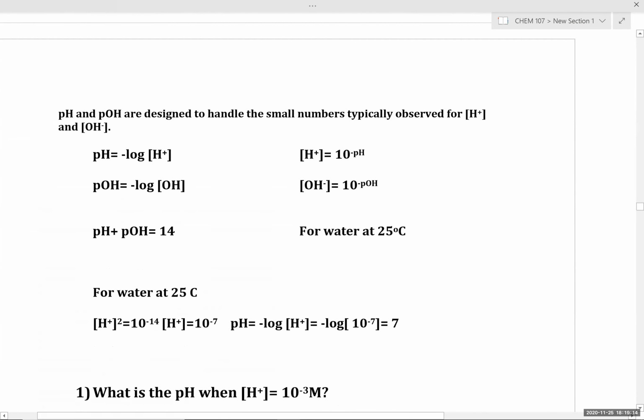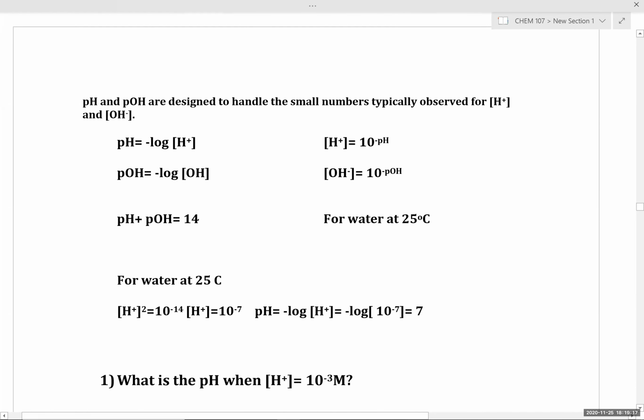Let's talk a little bit about how we measure acidity and basicity of solutions. So pH and pOH are measures that are designed to reflect the acidity or basicity of a solution, and pH and pOH are designed to handle the small numbers typically observed for H+ and hydroxide concentrations. So pH is defined as negative log of the concentration of H+, while pOH is defined as the negative log of the concentration of hydroxide.